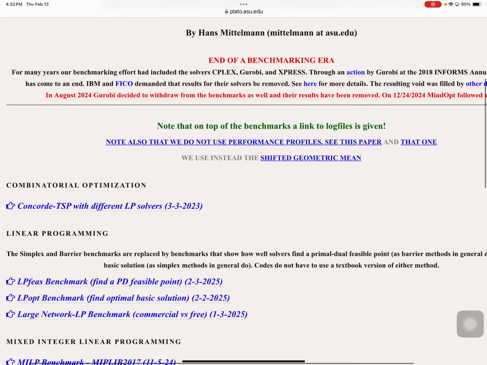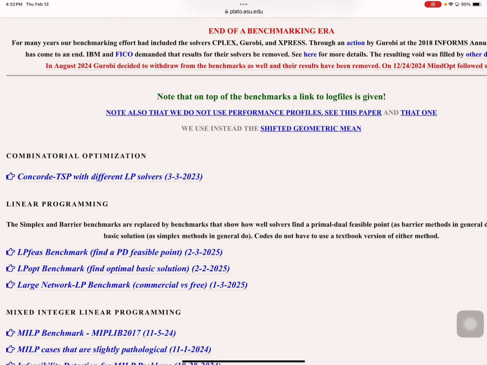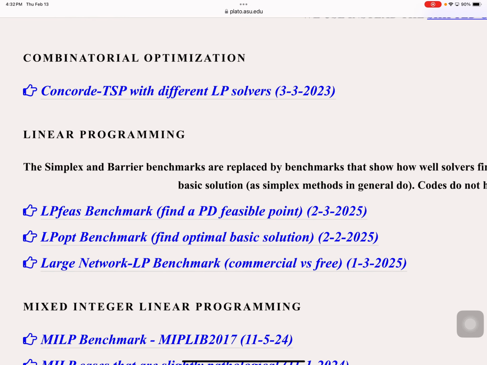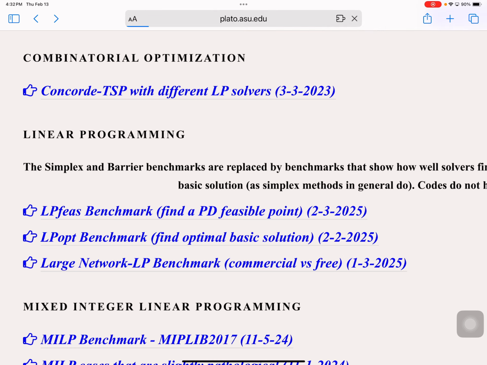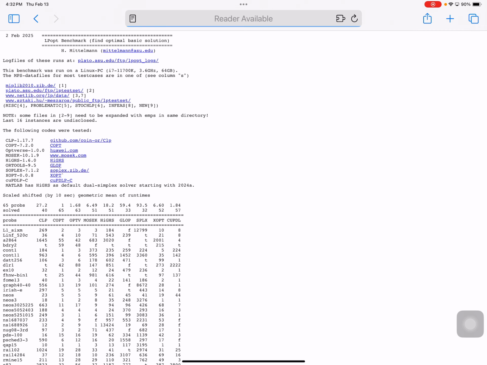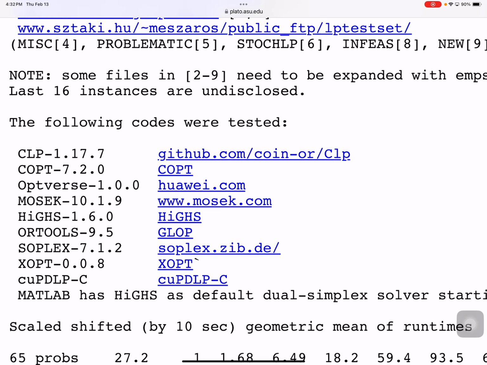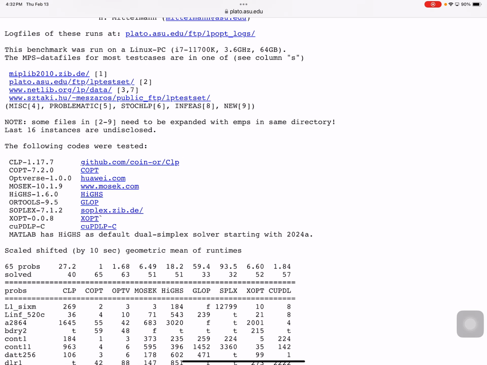So here, as you can see, there are different types of problems. There are combinatorial optimization problems, linear programming problems. For example, if you want the LP benchmark for finding an optimal basic solution, then you can find the solvers being tested listed here, and it shows the number of problems solved and so forth for each solver.